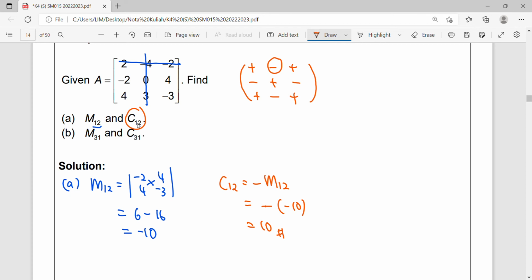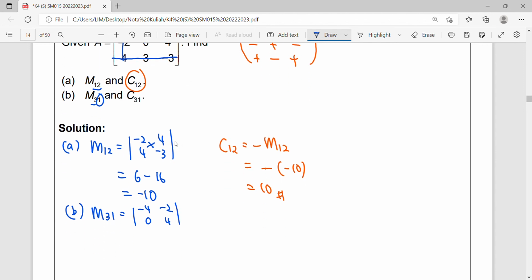Continue for section B. Minor for 3, 1. The order here we rename as row first followed by column, so third row, first column. We cancel that row and column, so the remaining elements we do the determinant: -4, -2, 0, 4. Do AD minus BC: -16 minus 0, so -16.